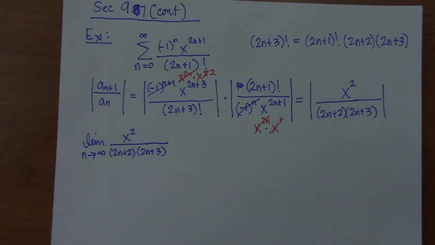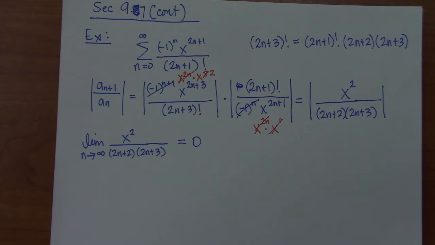So one other step you could do if you wanted, if you're worried about the x's, is you can pull them out front because they're constant. So this is really x squared times the limit of 1 over this stuff. So the ns in the denominator are going to make this limit go to 0.